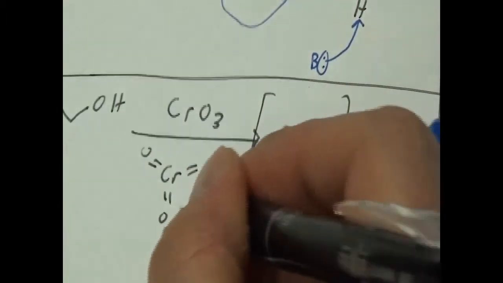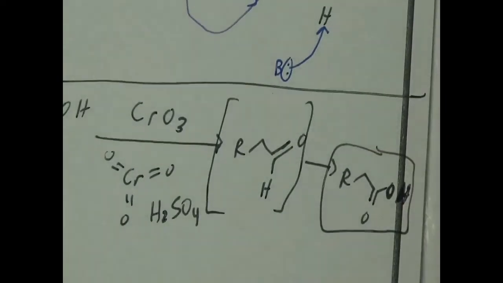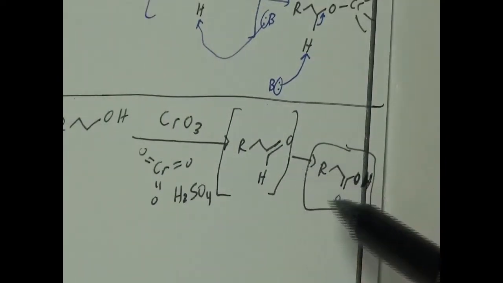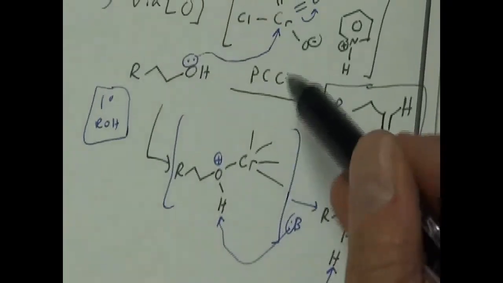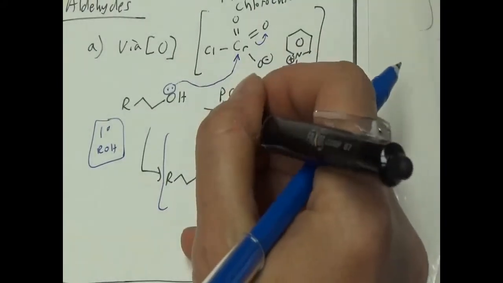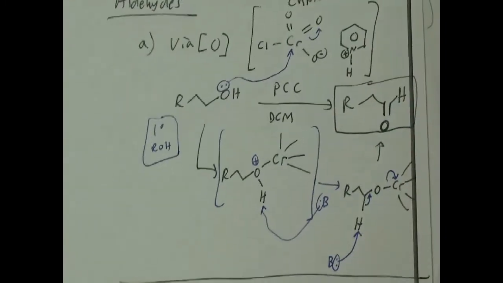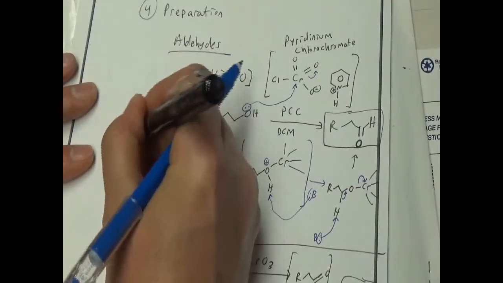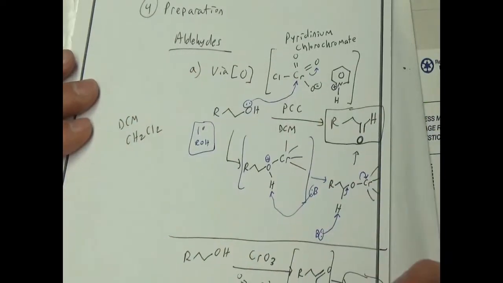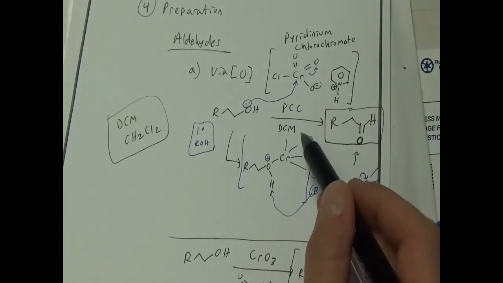Also, there's acid, H2SO4, I think, or H3O+. So if you want the aldehyde, you should not use CrO3. You should use PCC to oxidize a primary alcohol. Okay. The other little tidbit is that in order for this to work, we usually use dichloromethane, DCM, as a solvent. DCM is CH2Cl2. That's the typical solvent we use for PCC.